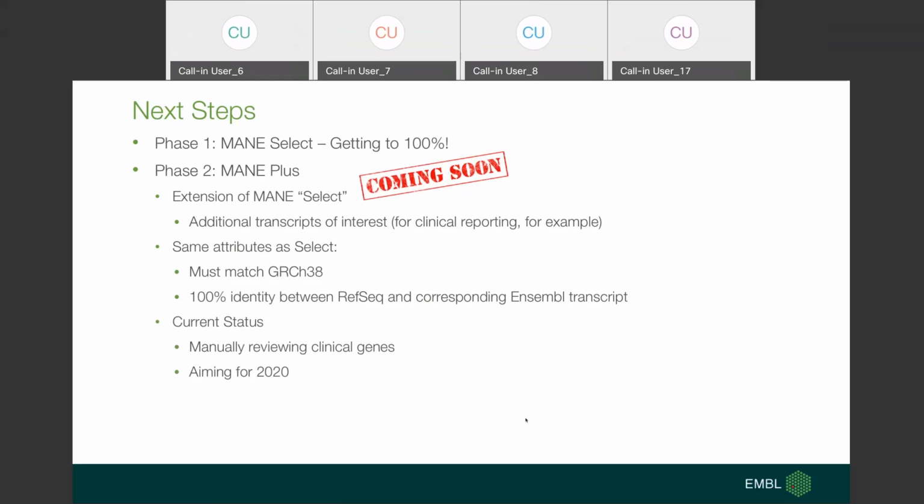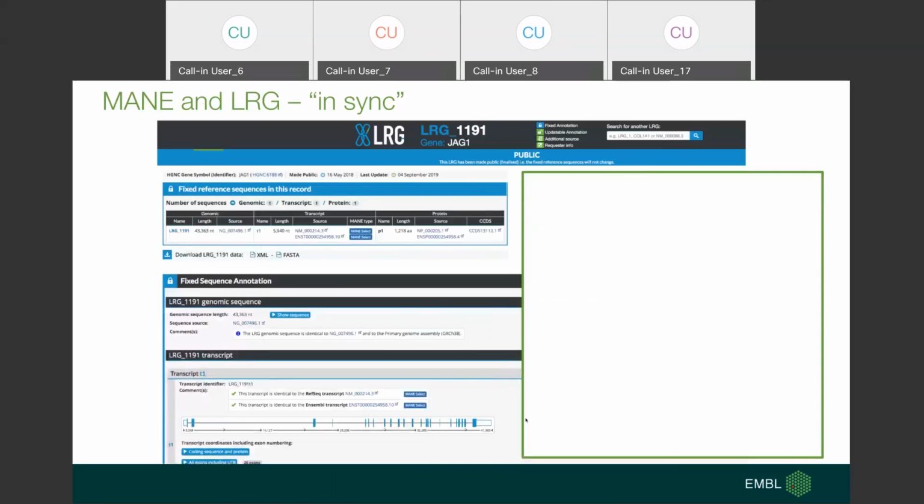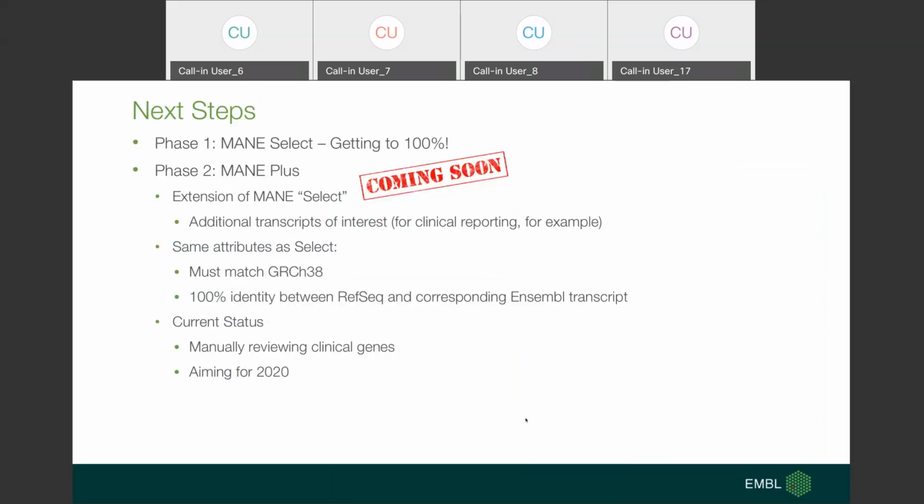Now, what are we doing for Plus? Well, at the moment, we're reviewing mostly clinical genes to try to assess how many have additional transcripts and figuring out ways that we can build to identify those additional transcripts. And we're aiming to start releasing something by next year. So that's a brief summary of MANE.